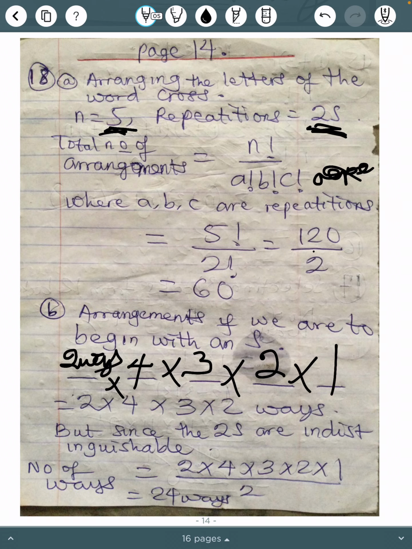But since the 2 S's are indistinguishable, we have to divide this answer by 2, because this is somehow confusing. So in order to remove the confusion, we divide the total answer we get by 2, so that the number of different arrangements will now be the answer divided by 2, 24.